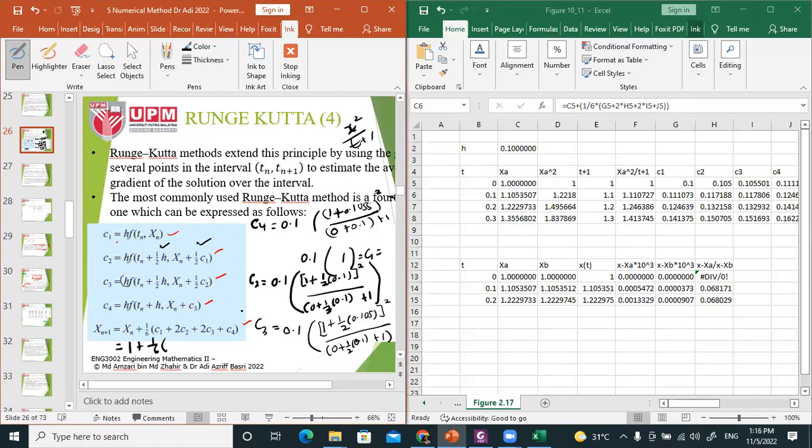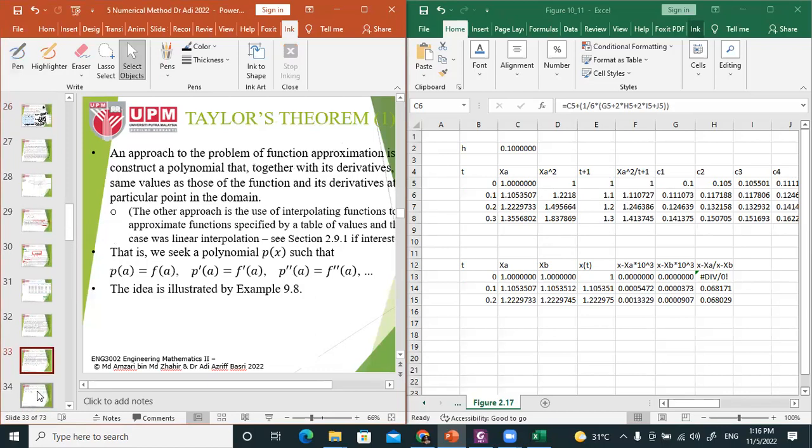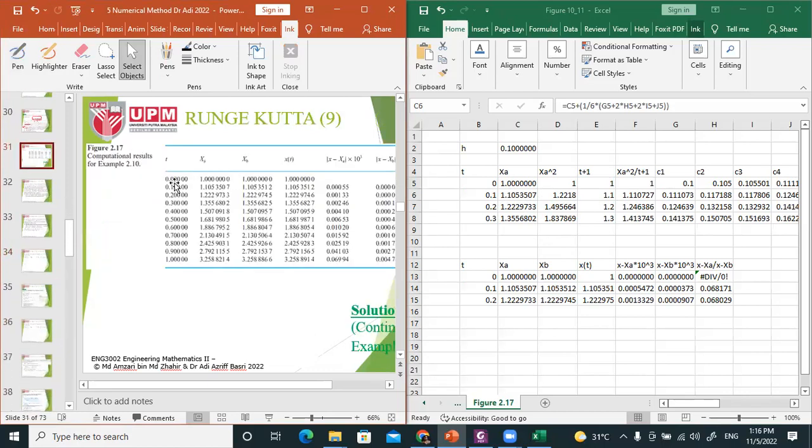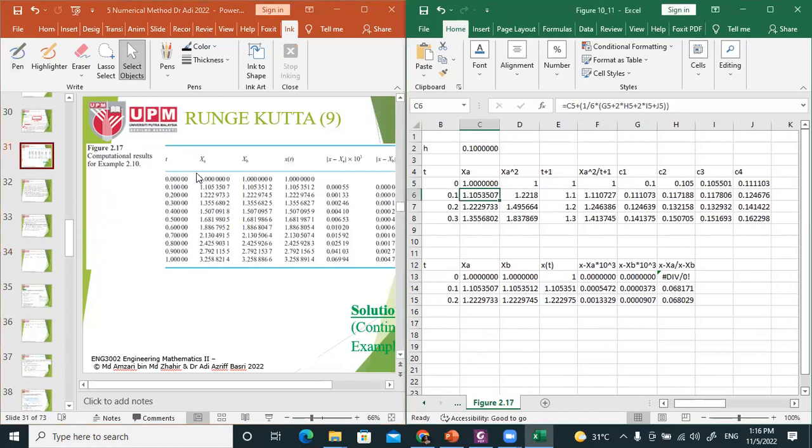What is C1? C1 is 0.1, plus 2 times what is C2? C2 is 0.105. Plus 2, what is C3? C3 is 0.1055 something, and plus C4. C4 is 0.11 something. So then you will get the value of x. Then keep on repeating until you get the x values from 0 to 1.0. Okay, understand? So you just finished your XA.